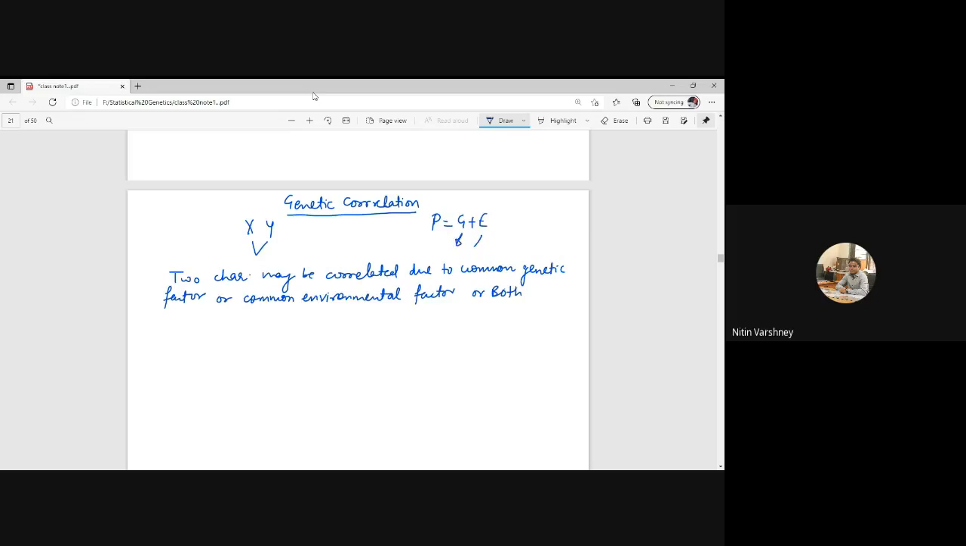So two characters, suppose PX and PY are there, so here GX, GY, EX, EY. Two characters X and Y are there. So they can be related due to the common genetic effect. Suppose these genetic effects are common, or these environmental effects are common. So due to this, two traits or two characters may be correlated to each other.